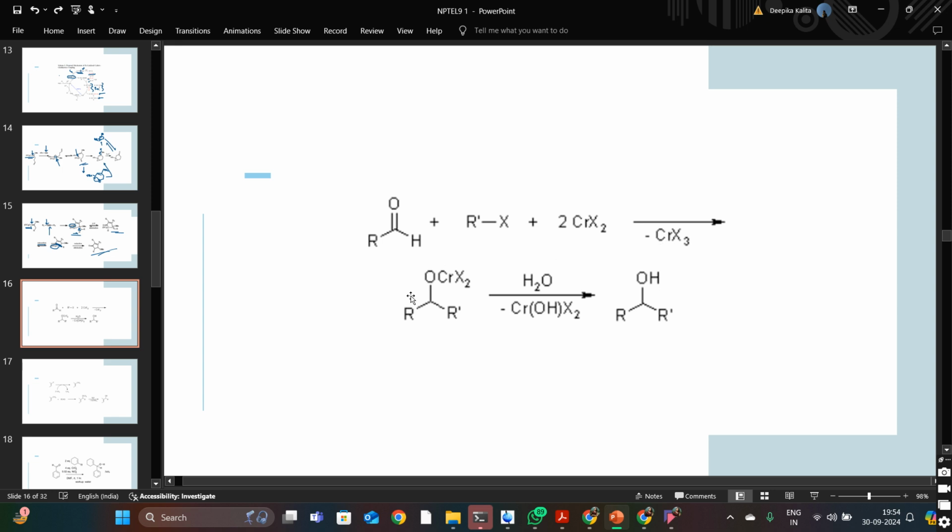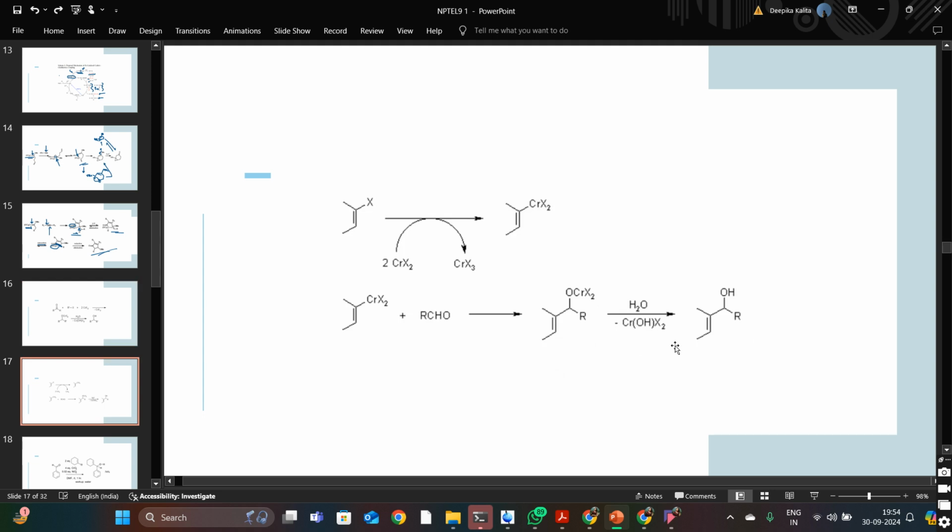And this oxygen-chromium bond will be subsequently cleaved by water to give you alcohol. This is a very easy question. Again, another easy question from the same topic.